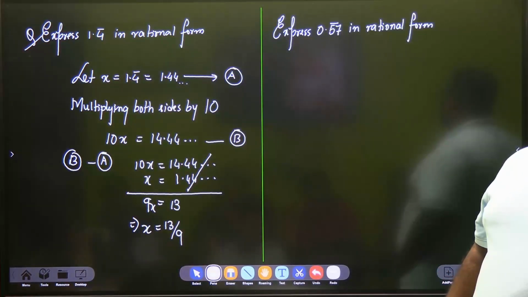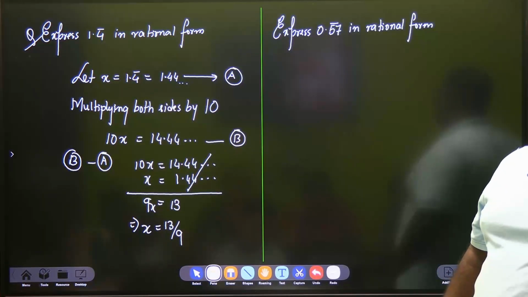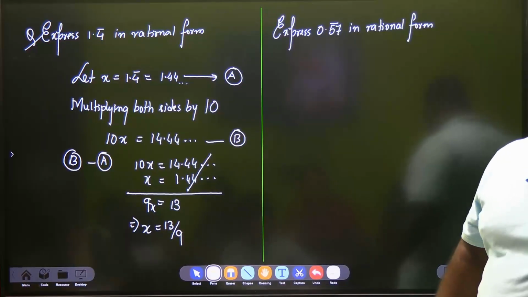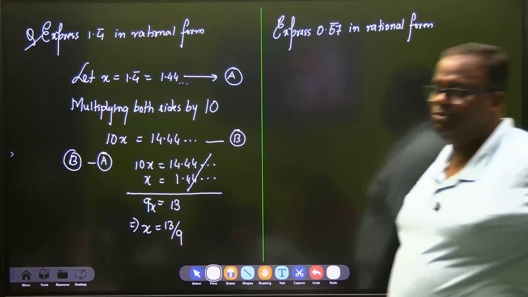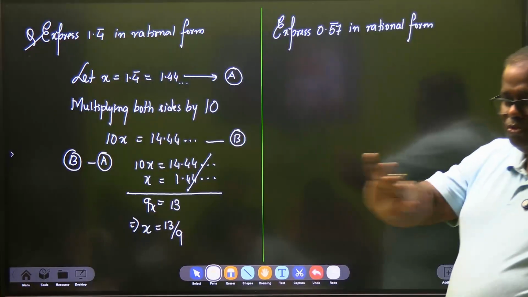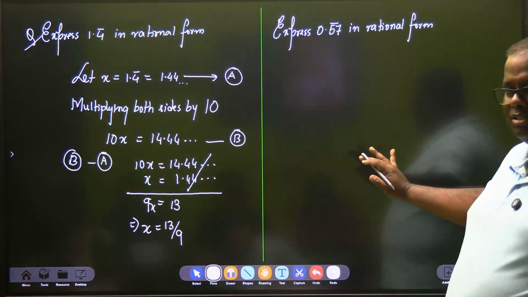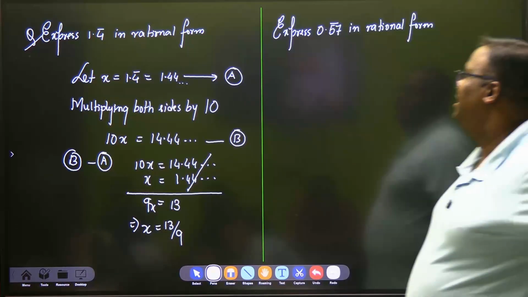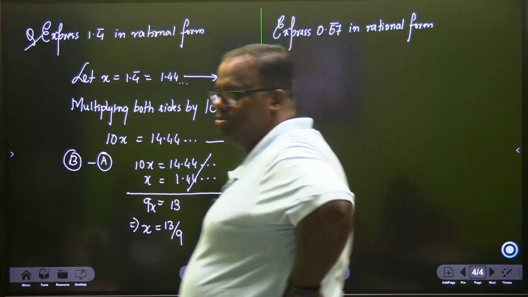57 upon 99 can be reduced. 57 is what? 7 plus 5, 12. What nonsense you're doing? 9 plus 9, 18. Divide with 3. 19 upon 33 it will be. Sastri, do not confuse at all. There is nothing. Yes, very good. So we'll express this. Take your time.